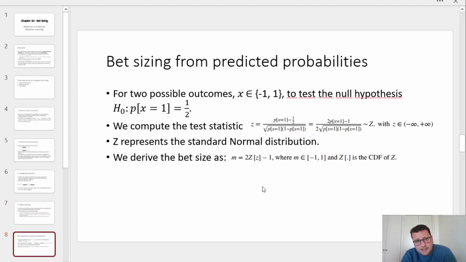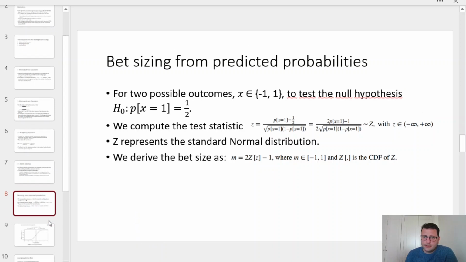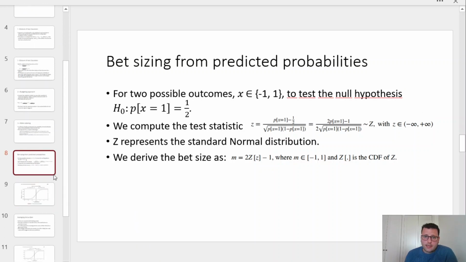Here we have the bet size from predicted probabilities. For two possible outcomes, like x equal 1 and -1, to test the null hypothesis, hypothesis 0, we should compute this function here, where Z represents the standard normal distribution, and we derive the bet size as this sequence here.